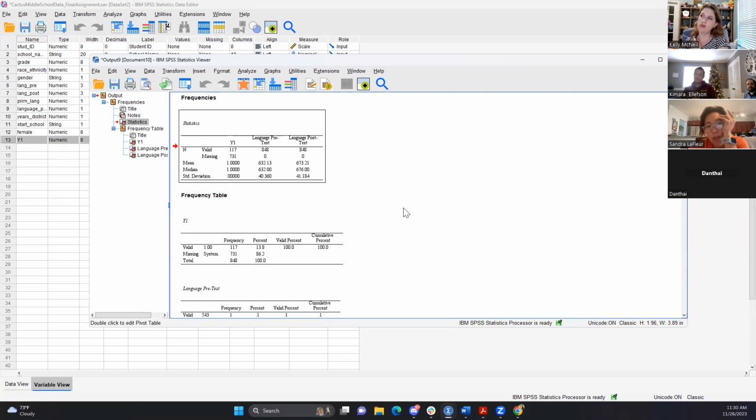Oh yeah, I see what you're saying. Because what Kelly's saying is the mean there, which is 632 and 673, those are the exact same means for the whole 800 students. So it didn't disaggregate it, which is what we're after.